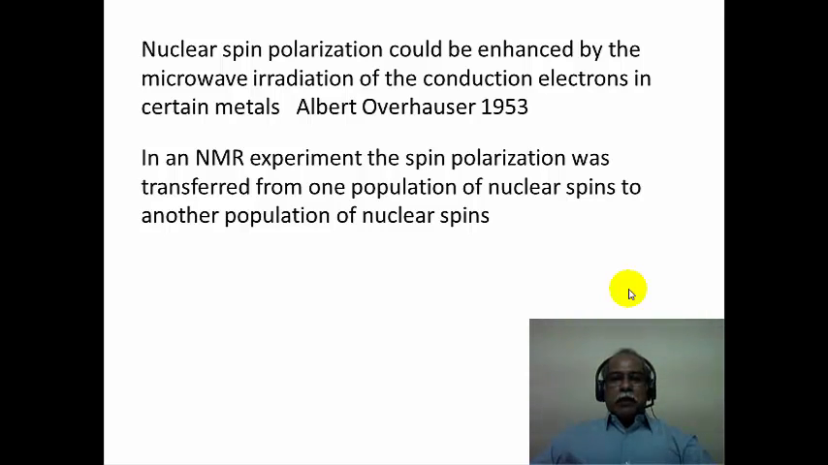Now, in the NMR experiment, we don't deal with the electron spin polarization. We talk about spin polarization transfer from one population of the nuclear spins to another population of nuclear spins. In other words, it could be a spin polarization between carbon-13 and proton, or proton and proton.